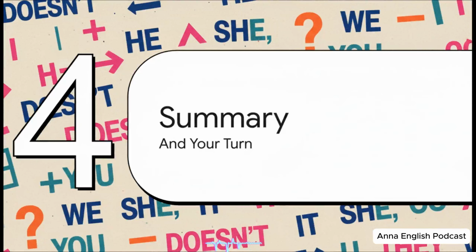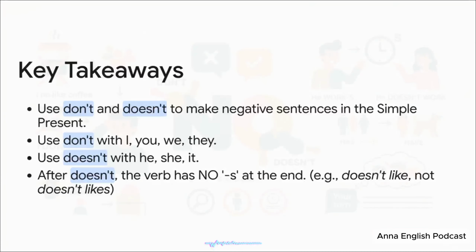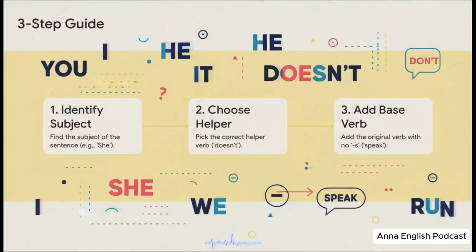Okay, last section. Let's do a quick summary, and then it's your turn to try it out. So, what are the most important things to remember? To make a negative sentence, you're going to use don't or doesn't. The choice is easy. Don't is for I, you, we, and they. Doesn't is for he, she, and it. And that big one, right? After doesn't, the verb goes back to its original form. No S at the end. Ever.